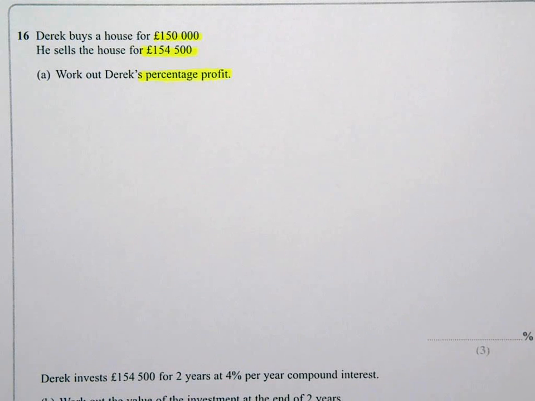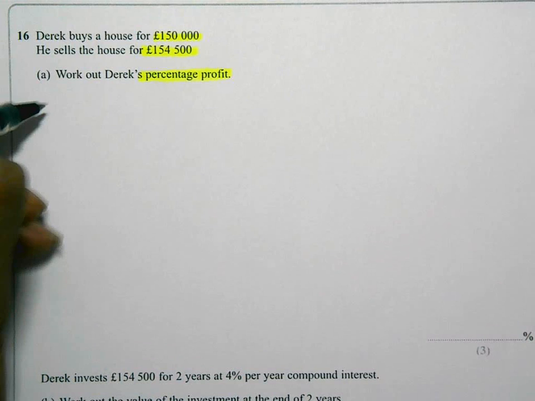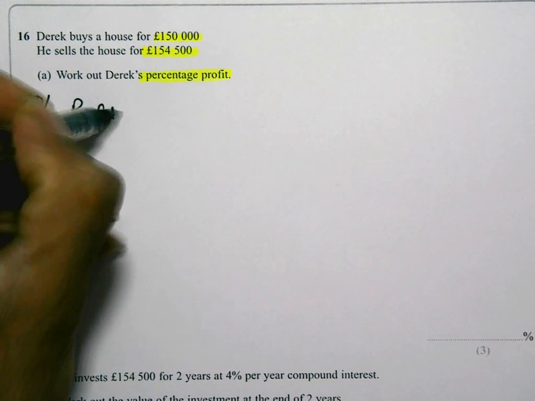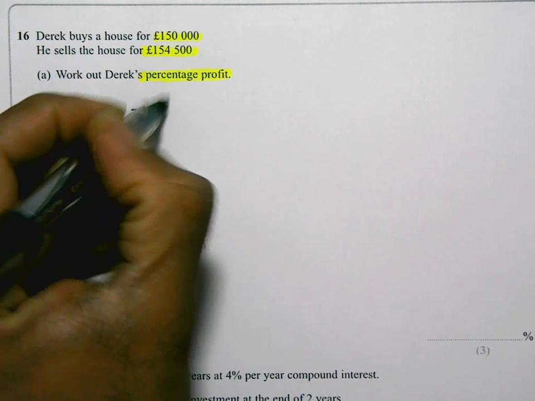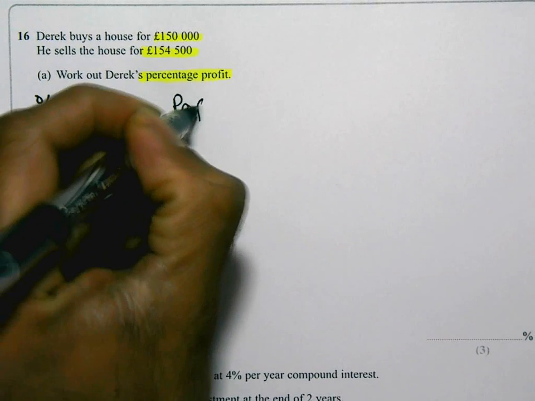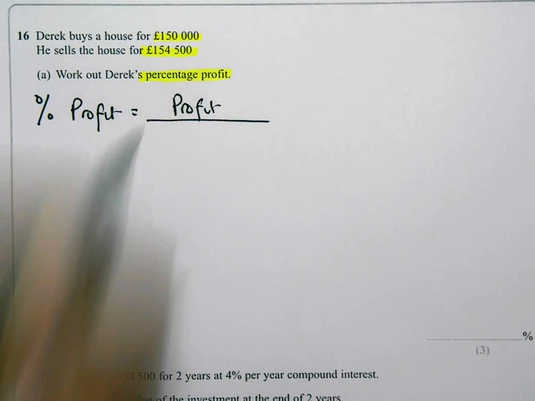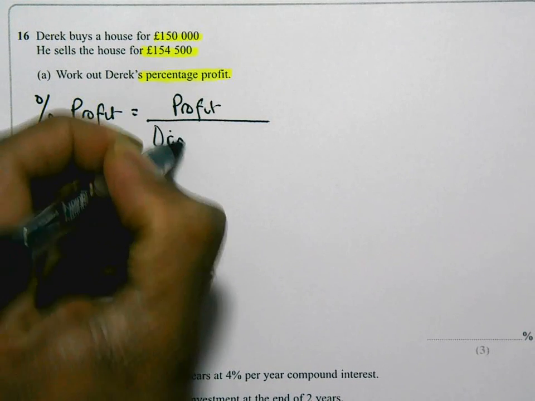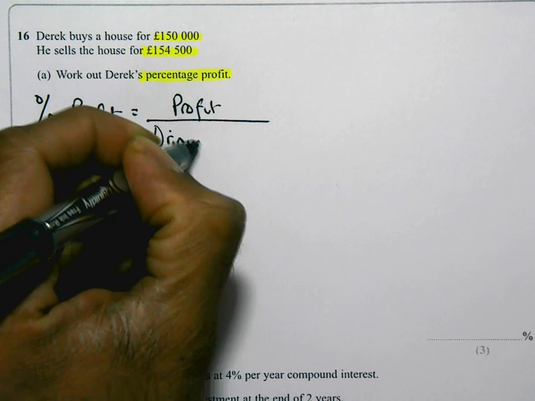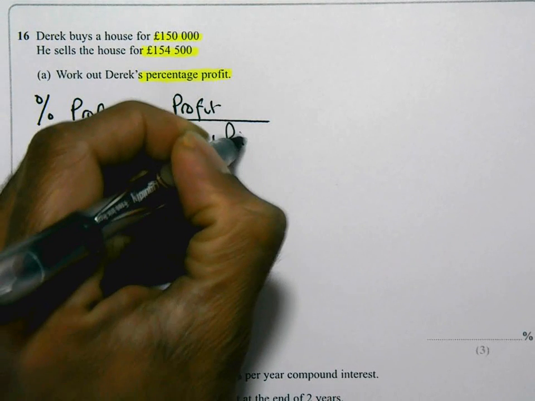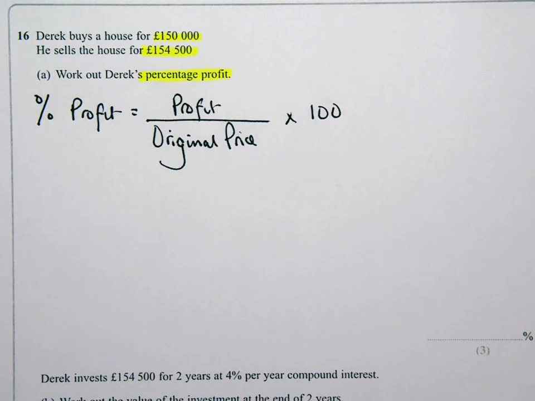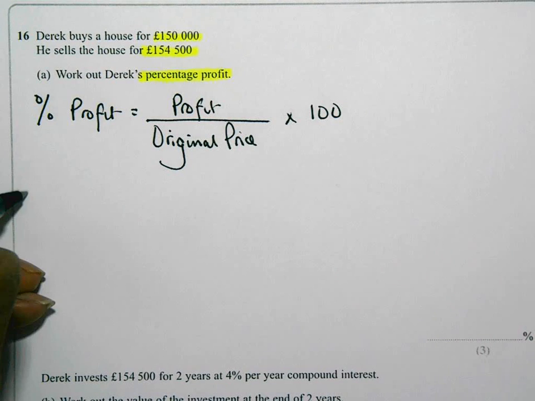Now, there's a formula that you need to know for this, right? So it's percentage profit is equal to the profit, so how much money did he make, that's his profit, divide that by the original price, and once we get that, we times it by 100, and that would give us our percentage profit. So the first thing I need to find is his profit.